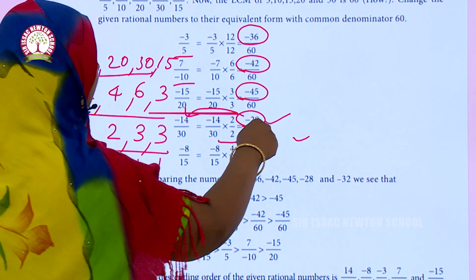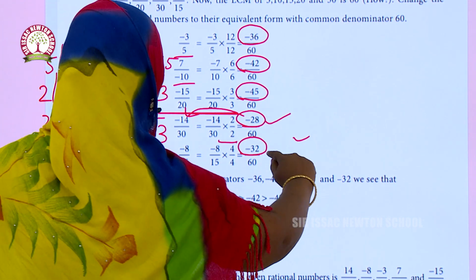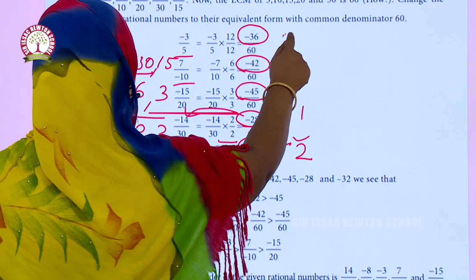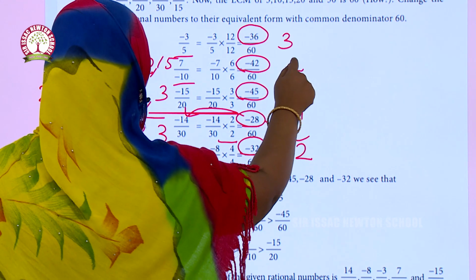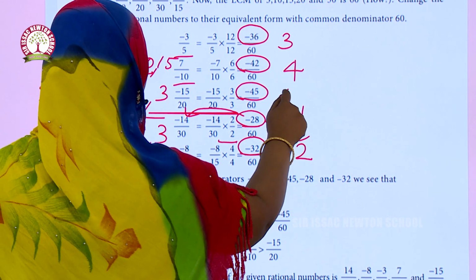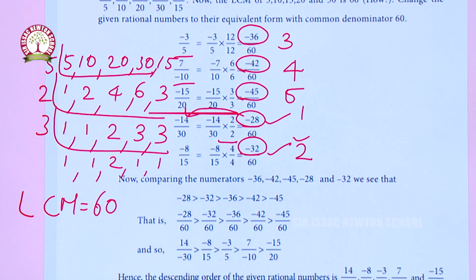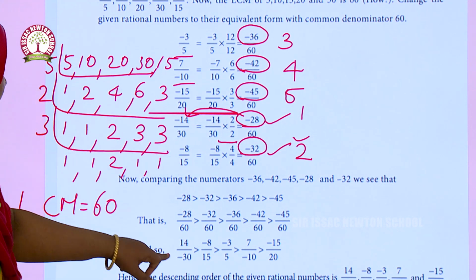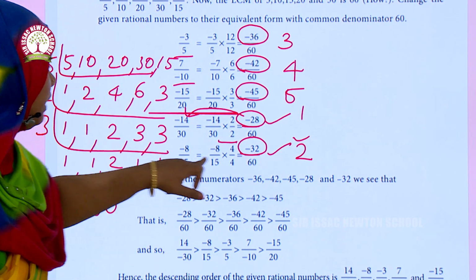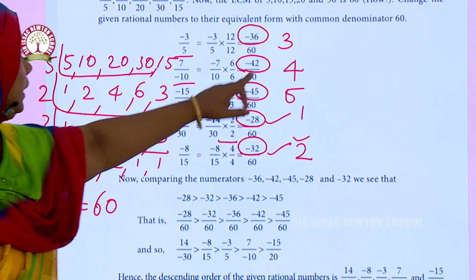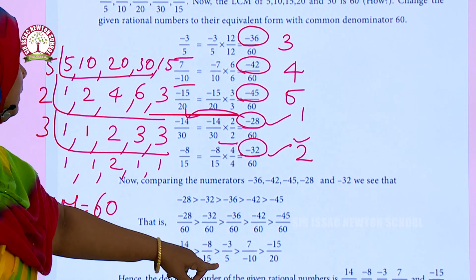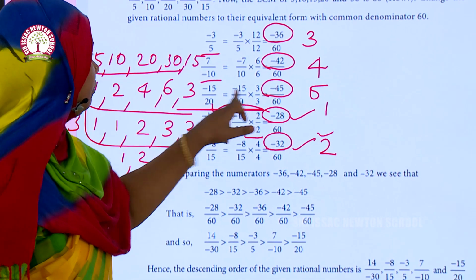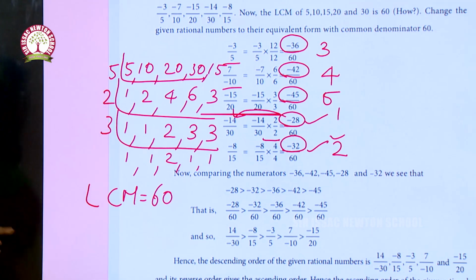What is the next greater number? Minus 32. So this is the first, second, third, fourth and fifth greater value. Write it accordingly. The first value is minus 14 by 30. The second value, minus 8 by 15. The third value, minus 3 by 5. The fourth value is minus 7 by 10. And the fifth value is minus 15 by 20.